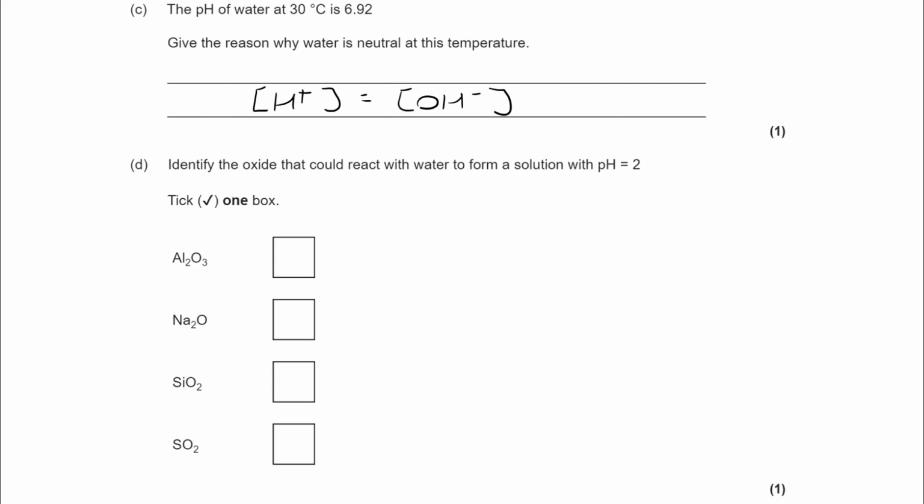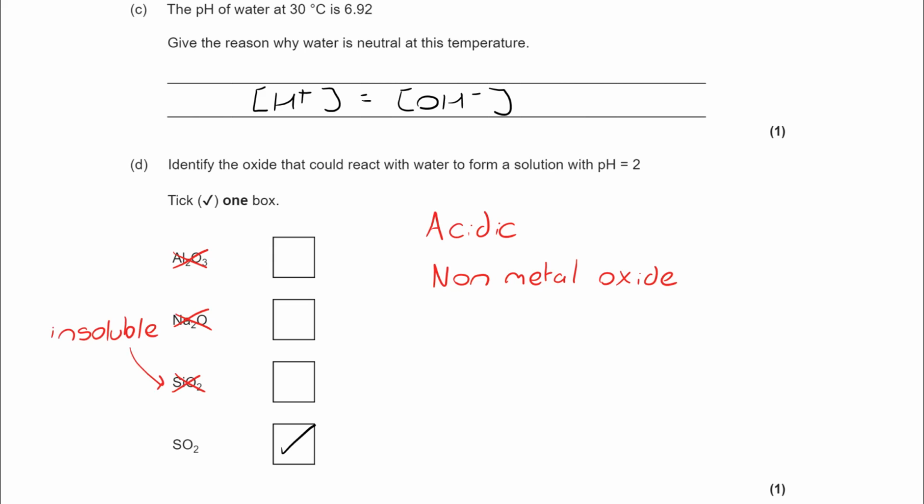That's why it's neutral. In terms of D, which oxide could react with water to form a solution with pH 2? Well, pH 2 is acidic. Acidic oxides are non-metal oxides, which dismisses aluminium and sodium oxide. And silicon dioxide, sand, does not dissolve in water. So we're not going to get a strong acid, you're not going to get an acid at all there really. But it leaves us with SO2, and it shouldn't be a surprise that SO2 will give us a solution with pH 2 because it's one of the major contributing factors in terms of the production of acid rain.